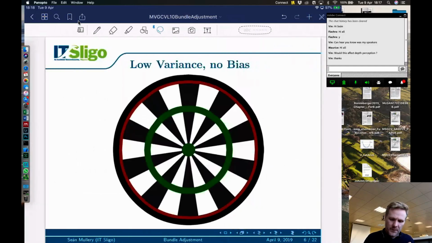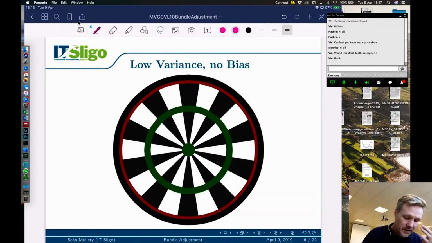So maybe just to make sure that you're clear on the terms of bias and variance when it comes to Gaussian noise, I'm just going to give some examples here.